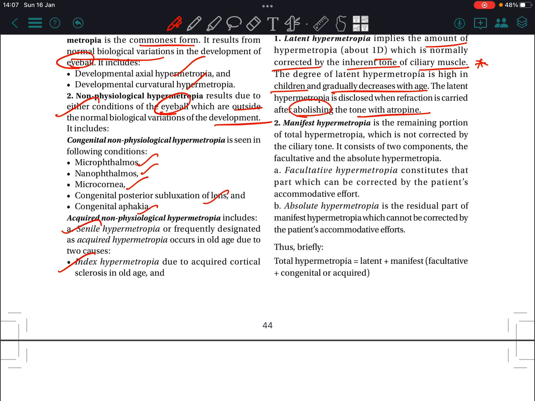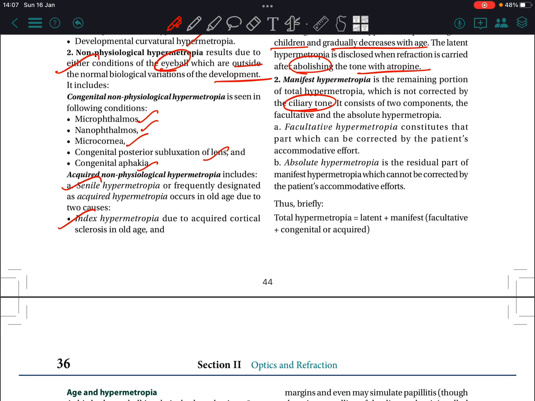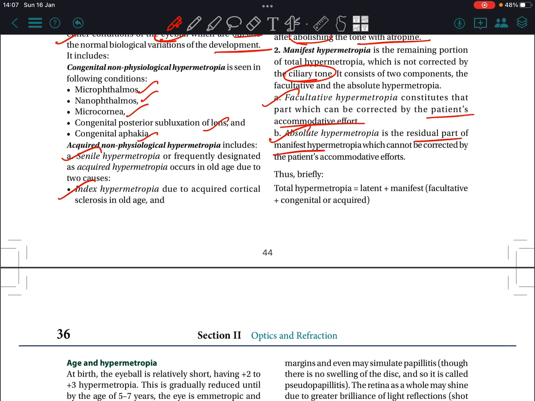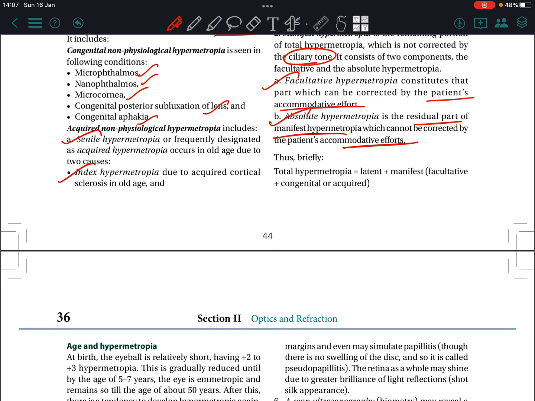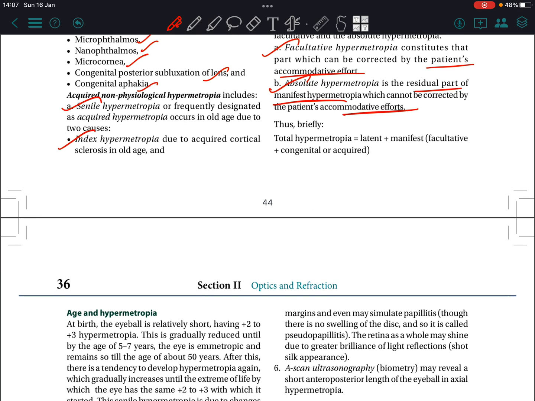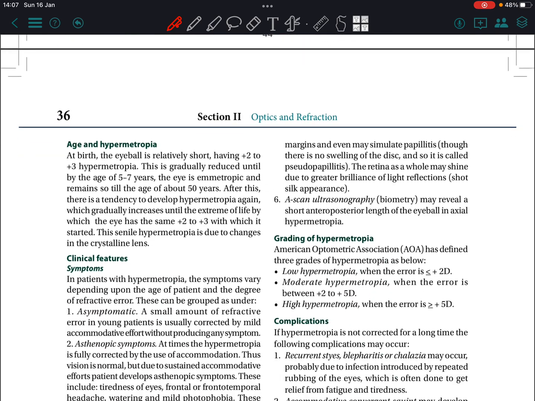Manifest hypermetropia is the remaining portion of total hypermetropia which is not corrected by the ciliary tone. It consists of two components: facultative hypermetropia and absolute hypermetropia. Facultative is that part which can be corrected by the patient's accommodative effort. Absolute is the residual part of manifest hypermetropia which cannot be corrected by the patient's accommodative efforts. Thus, briefly, total hypermetropia is given by latent plus manifest. Manifest is given by facultative plus absolute.